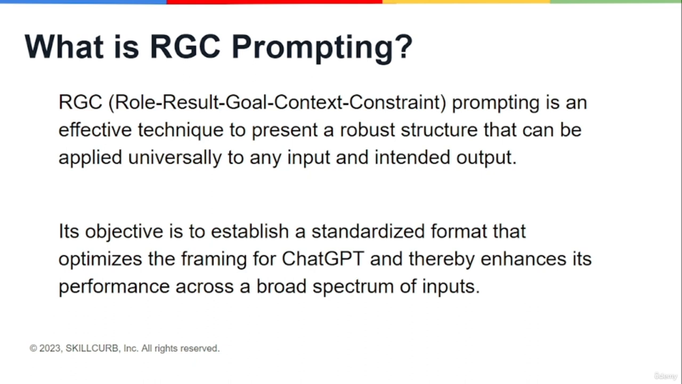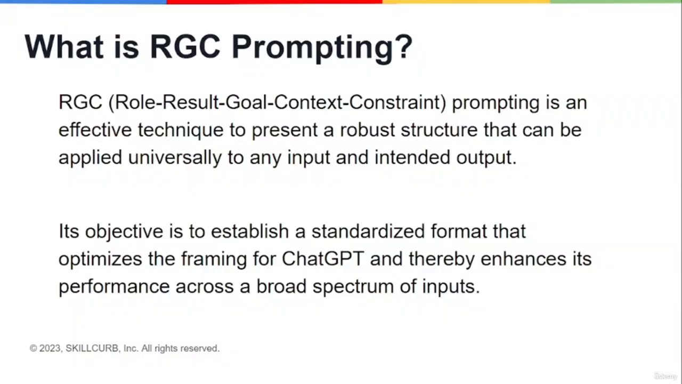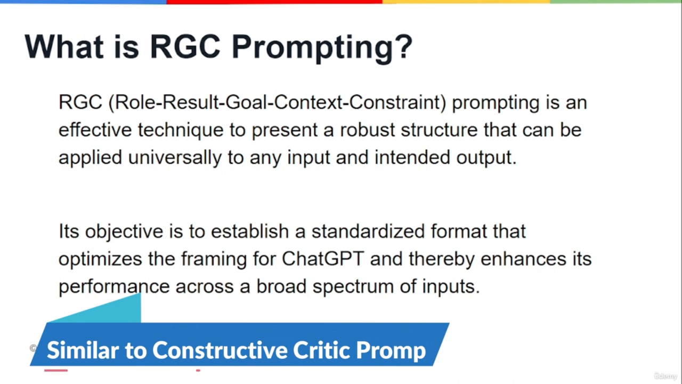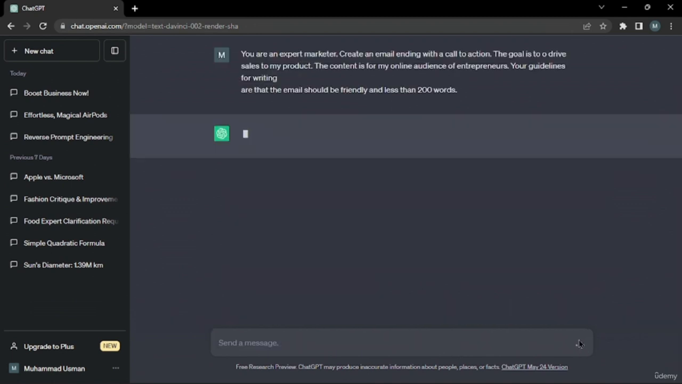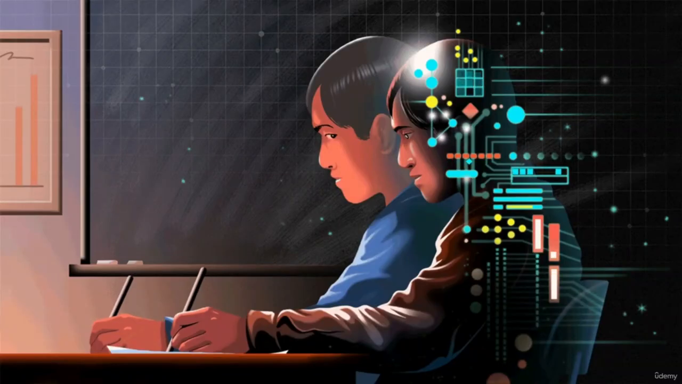So RGC prompting is actually named role, goal, context, and constraint prompting. This is a very effective technique to present a robust structure that can be applied universally to any input and intended output. The objective is to establish a standardized format that optimizes the framing for ChatGPT and thereby enhances its performance across a broad spectrum of input. What this basically is, is a kind of constructive critique prompting that we did in one of our previous videos. So in this prompting, you give ChatGPT a role, goal, context, and constraint, like a limitation of any situation. So ChatGPT will take into account all those things that you gave.